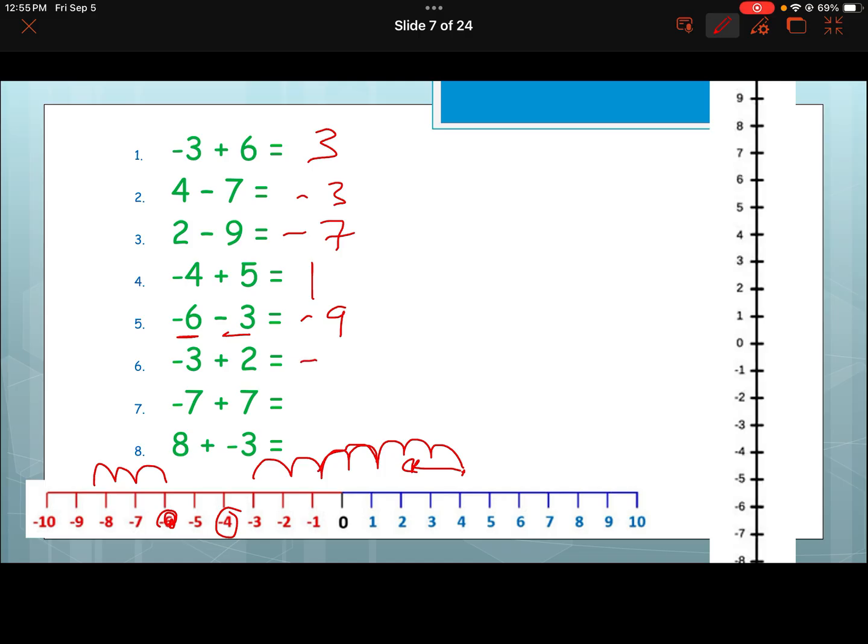Negative 3 plus 2 is going to be negative 1, start at negative 3, add 2. Negative 7 plus 7 is 0. And then last but not least, I haven't taught you this yet, but 8 plus minus 3 is 5, and I'm going to talk about that in a second, why.